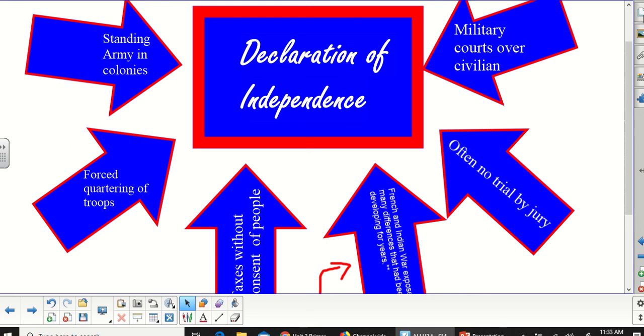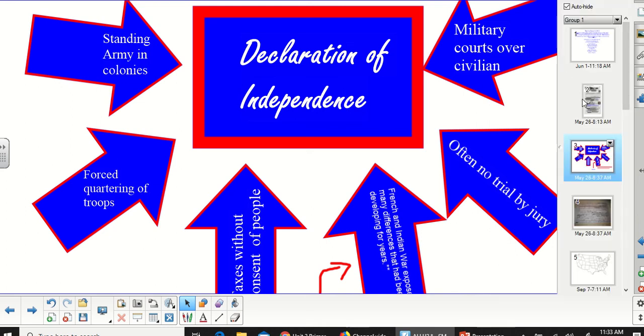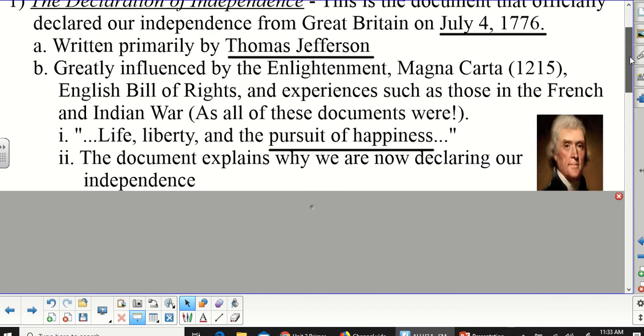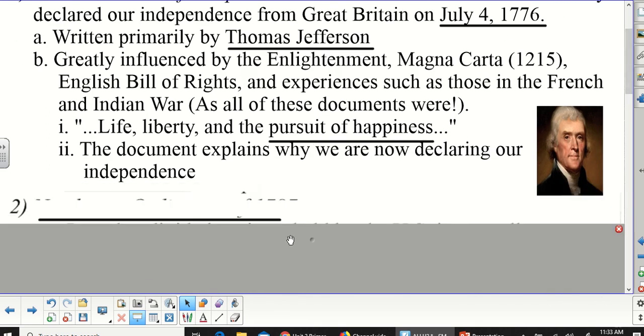And now my smartboard doesn't want to work and change pages. How rude. There we go. So these reasons are listed and explain why we are doing this.